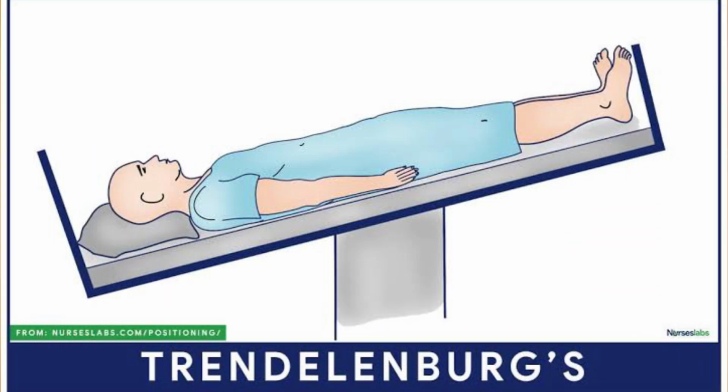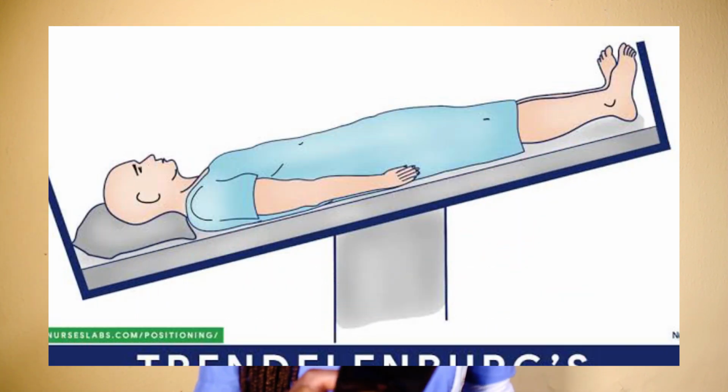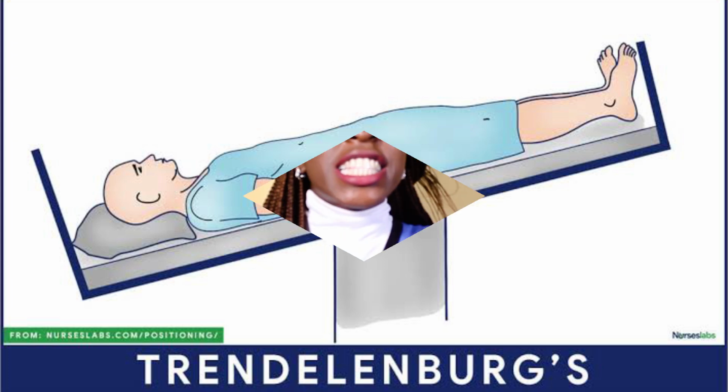Then the next position we are going to be talking about is the Trendelenburg position. Yes, in school they used to call it the Ebelebo position. It is the Trendelenburg position. You can see it showing on the screen. The Trendelenburg position involves what? It involves lowering the head of the bed and raising the foot of the patient. You can see what's showing on the screen.